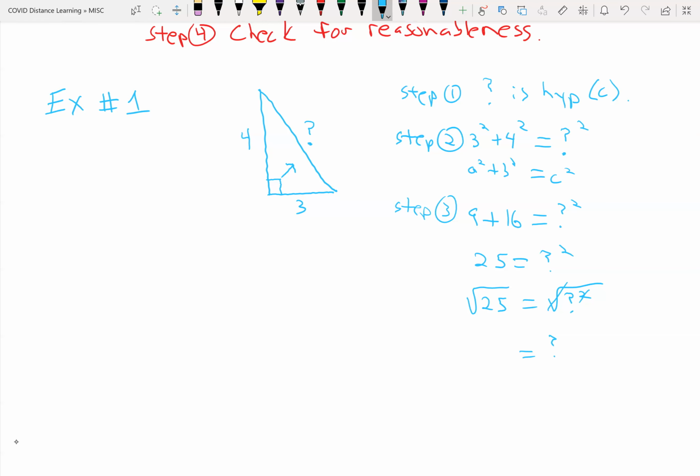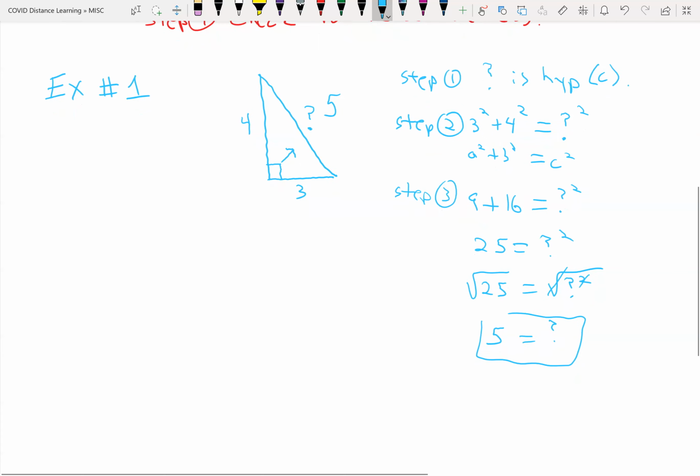Now, technically, you may remember from last year, the square root of 25 is both positive 5 and negative 5. 5 times 5 is 25, negative 5 times negative 5 is 25. But in this case, we will only consider the positive because we're dealing with the length of a triangle, and the length of the triangle would be a positive value. Okay? We think the answer is 5. Step 4, is that a reasonable answer?